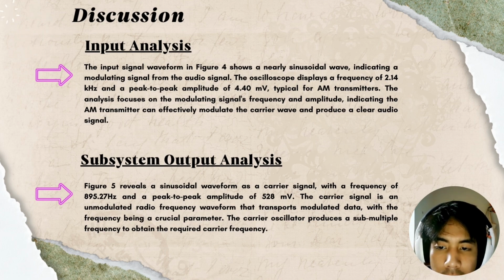Second is the subsystem output analysis. Figure 5 reveals a sinusoidal waveform as a carrier signal with a frequency of 895.27 Hz and a peak-to-peak amplitude of 5.8 mV. The carrier signal is an unmodulated radio frequency waveform that transports modulated data, with the frequency being a crucial parameter. The carrier oscillator produces a submultiple frequency to obtain the required carrier frequency.